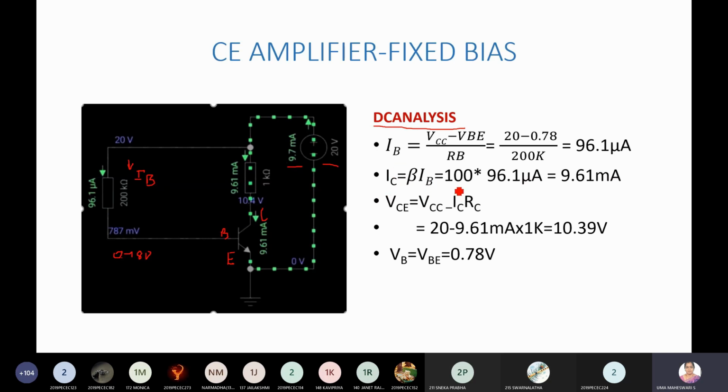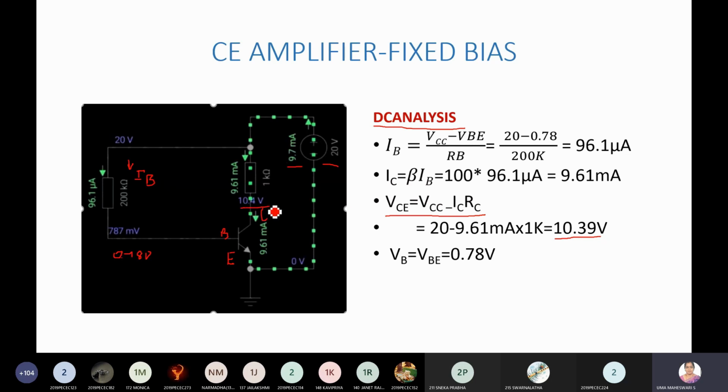So roughly I'll take beta as 100. So 100 into 96.1 microamps will be 9.61 milliamps. So you see the diagram. The collector current flowing through RC is 9.61 milliamps. Then in the fixed bias circuit, when you write a KVL in the output side, you will be getting this. VC equal to VCC minus IC into RC. So on substituting the values, you're getting it as 10.39 volts.